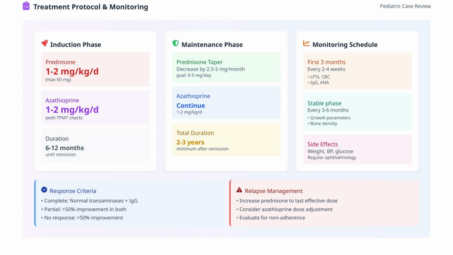Initial therapy typically continues until biochemical remission, usually within 6 to 12 months. Prednisone is then gradually tapered while maintaining azathioprine. Monitoring should include liver biochemistry every 2 to 4 weeks initially, then less frequently during maintenance therapy. Complete blood counts are essential to monitor for azathioprine-induced myelosuppression. Growth, bone density, and metabolic parameters should be regularly assessed due to steroid side effects. Treatment typically continues for at least 2 to 3 years after biochemical normalization.